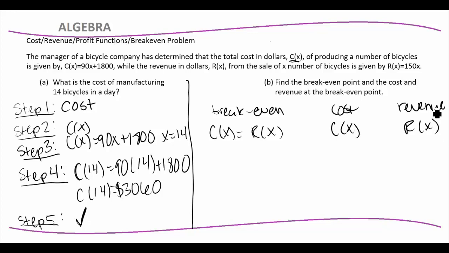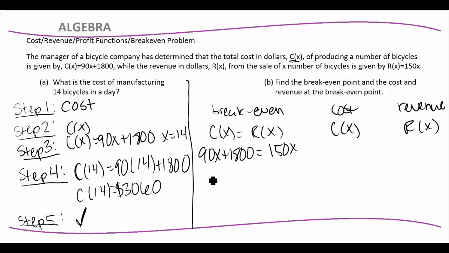Step 3, translate the English into mathematical statements. So we're just going to use our formulas and plug those in. So C of X is 90X plus 1800 equals 150X. And now step 4, solve the equation and answer the original question. So we're going to solve these equations.